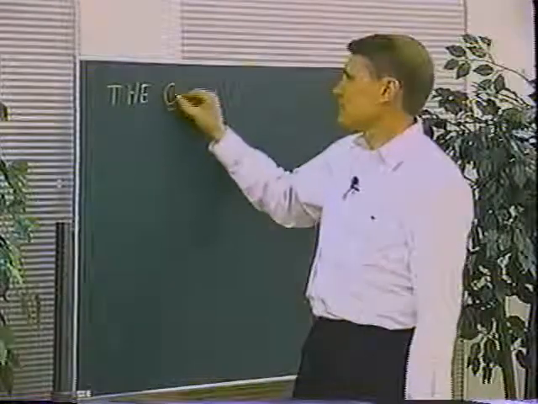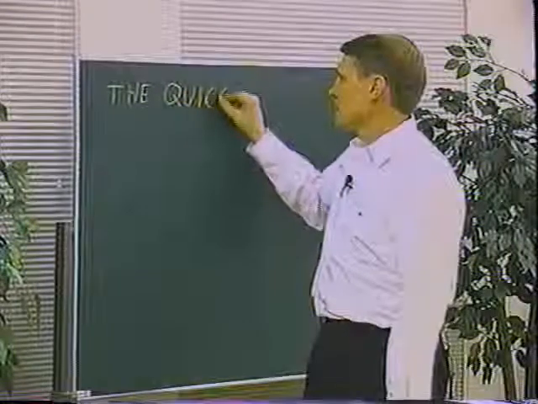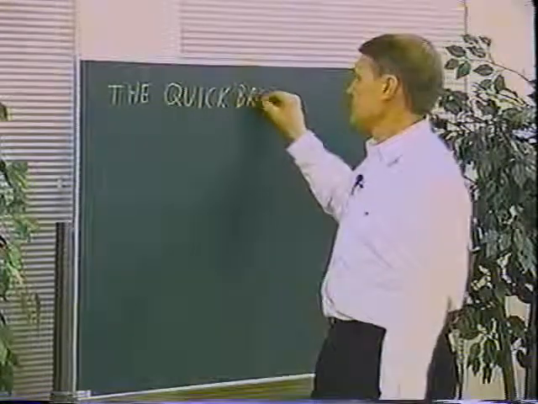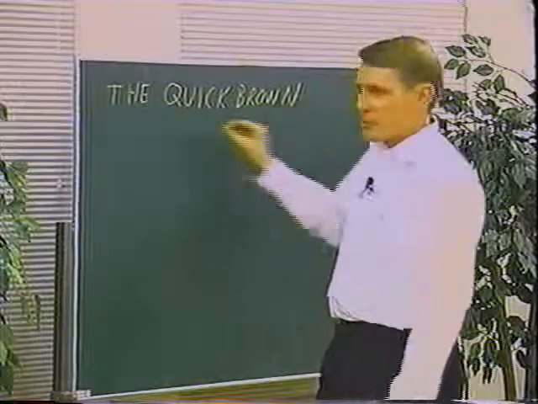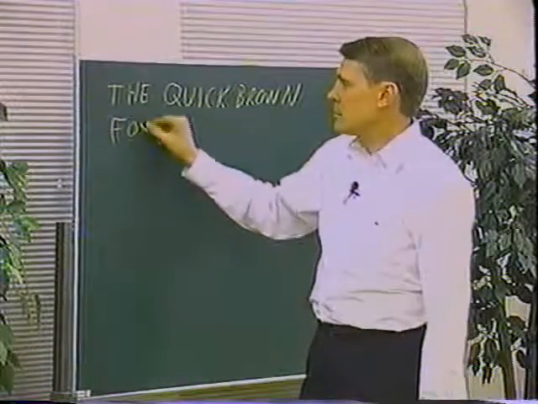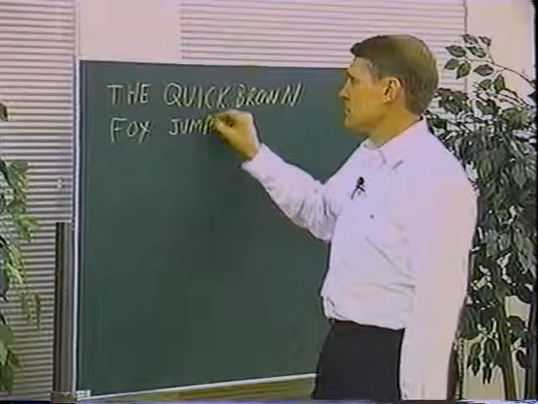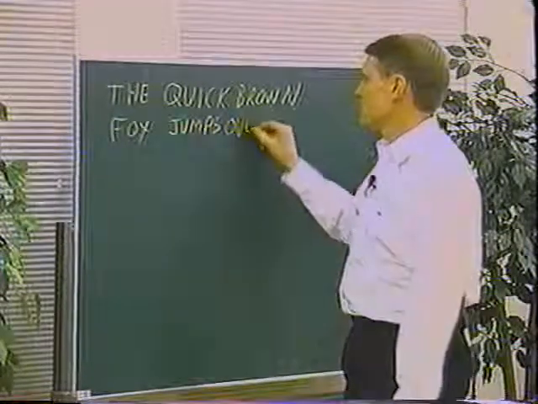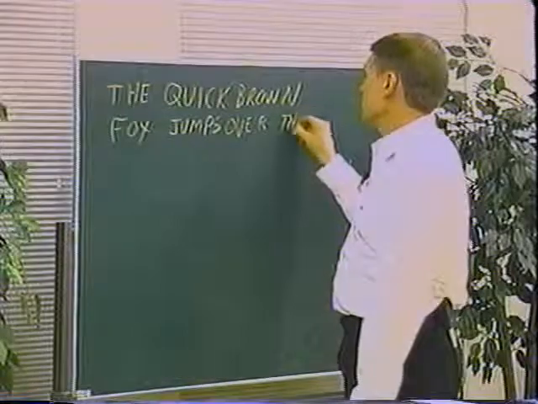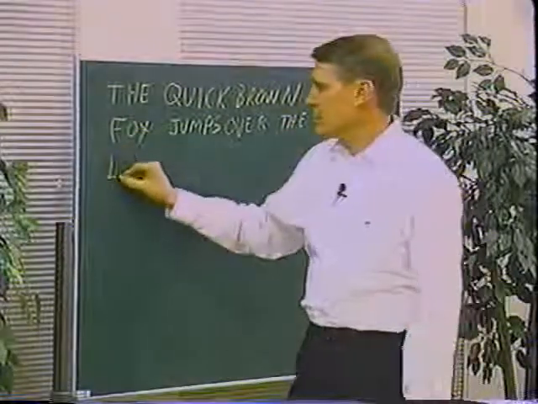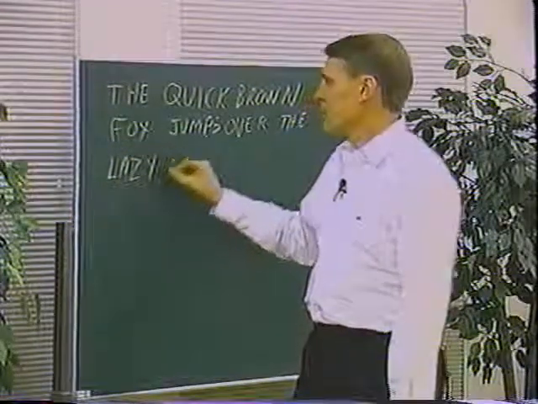All right, let's give an analogy to help people understand. All analogies break down at some point, okay, but let's make an English sentence here. The quick brown fox jumps over the lazy dog.